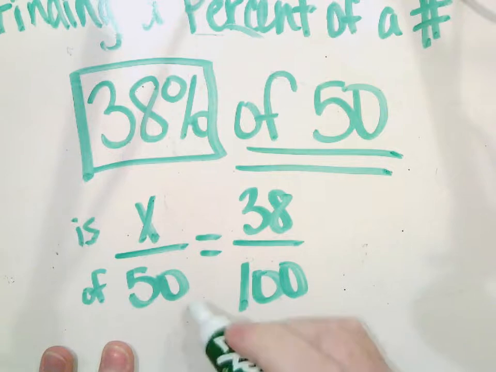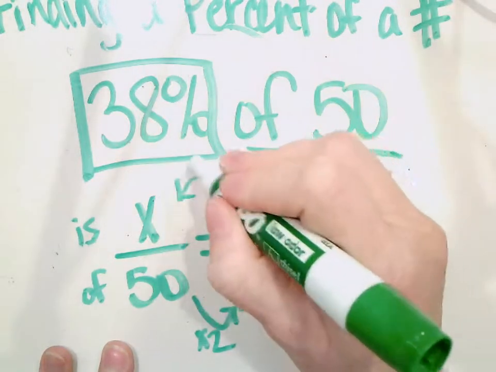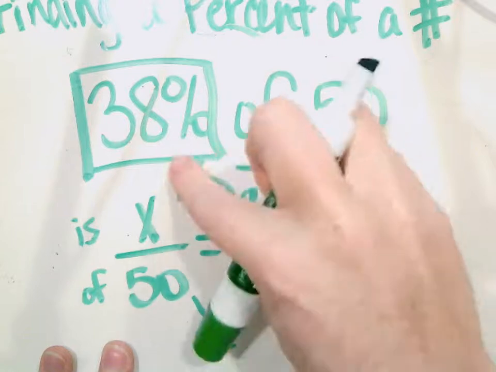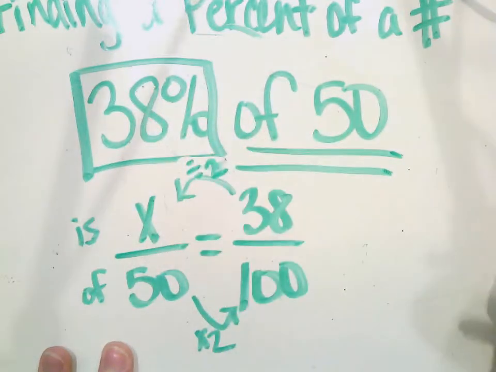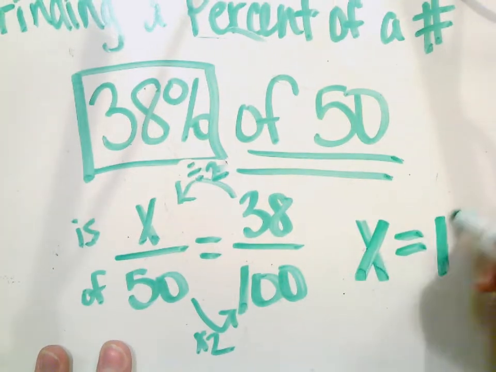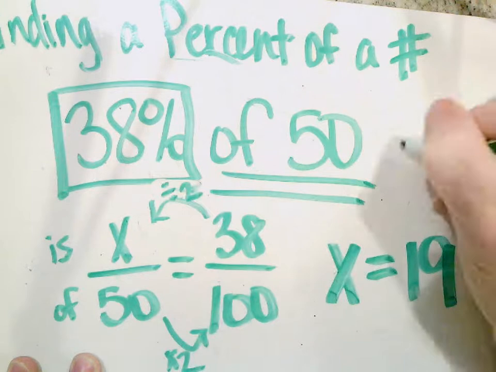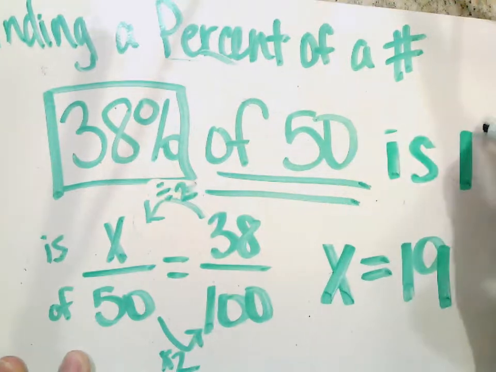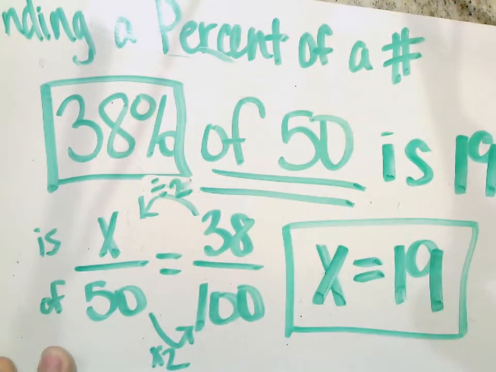Okay? And then I know that 50 times 2 is 100. So 38 divided by 2 would be your x, or your "is." So this is 19. So 38% of 50 is 19. That is your answer. If you got that, good job.